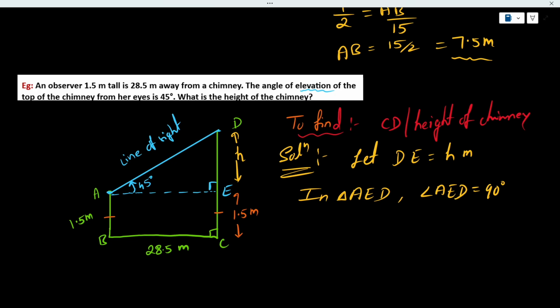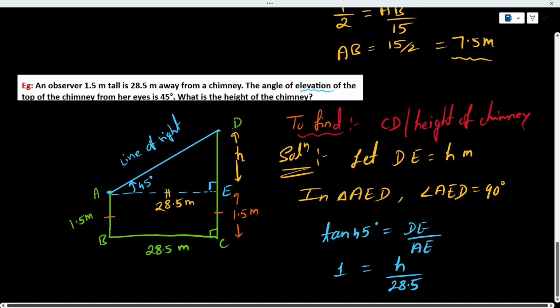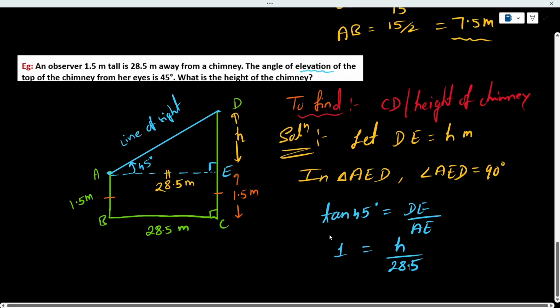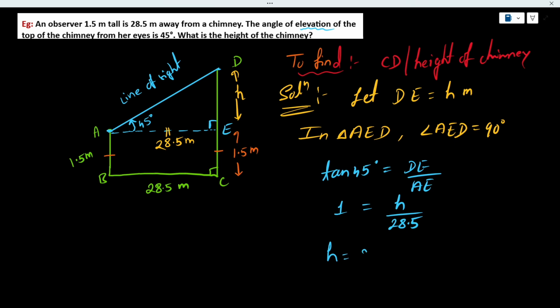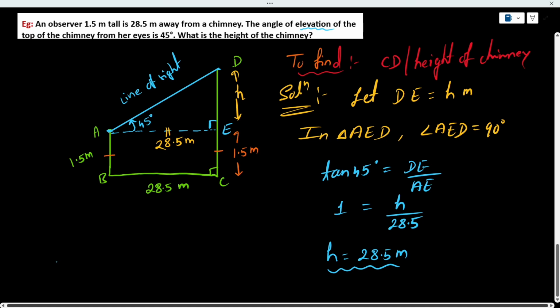Which trigonometric ratio do I have to use? This side will also be opposite, and this is also going to be 28.5 meter. Now with respect to 45 degree, it is opposite by adjacent, so it is going to be tan, right? So tan 45 degree is DE by AE. Now tan 45 value is 1, right? So 1 equals H by 28.5. So what is the value of H, the height which is part of the chimney's height? H is 28.5 meter.